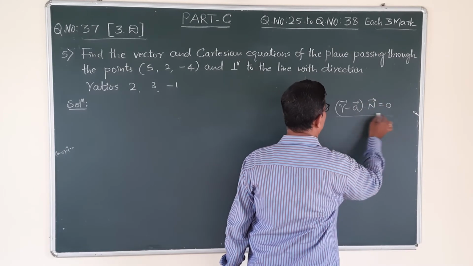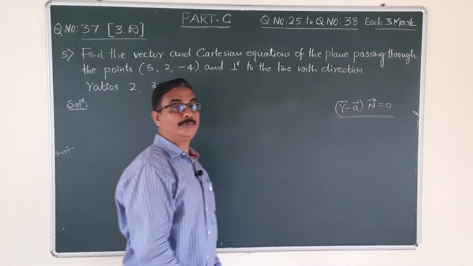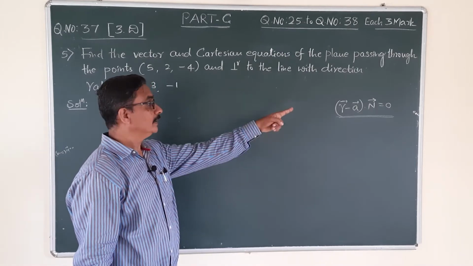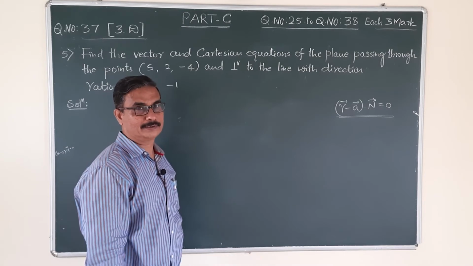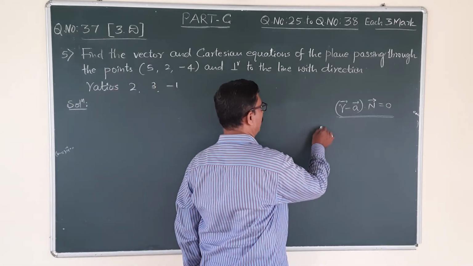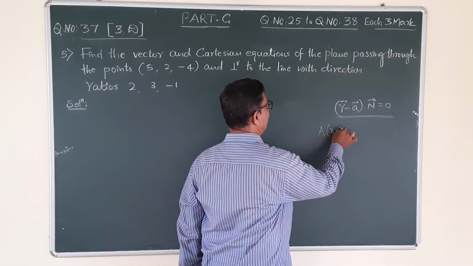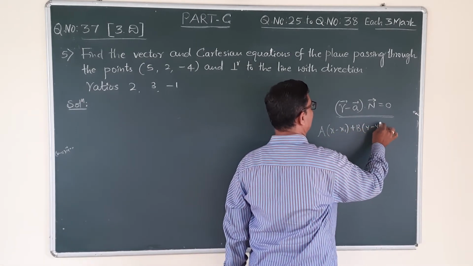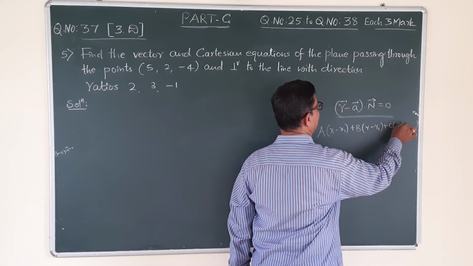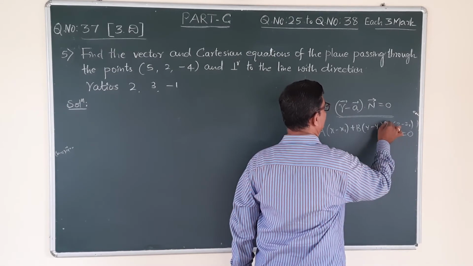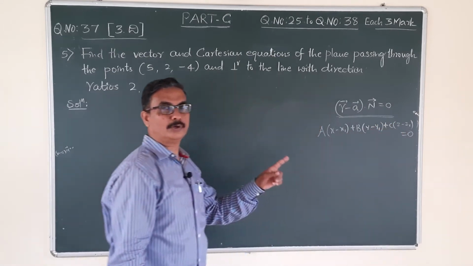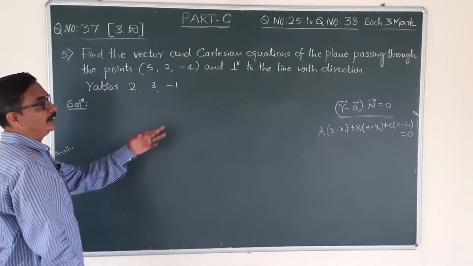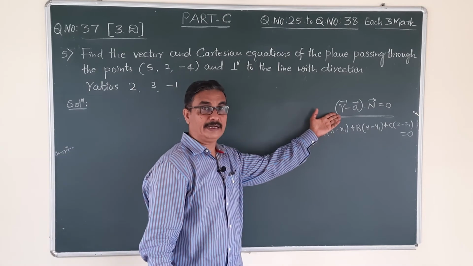This is the formula for the vector equation of a plane passing through one point and perpendicular to the normal vector. Whereas the Cartesian form of the equation of a plane is a(x − x1) + b(y − y1) + c(z − z1) = 0. This is the Cartesian form of the equation of a plane. Remember the formula correctly. Now, this is an important derivation; they may ask for that derivation.